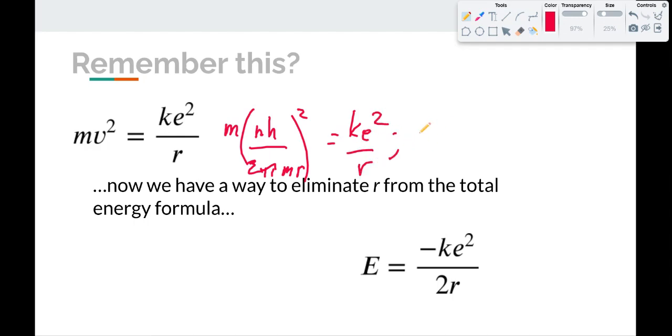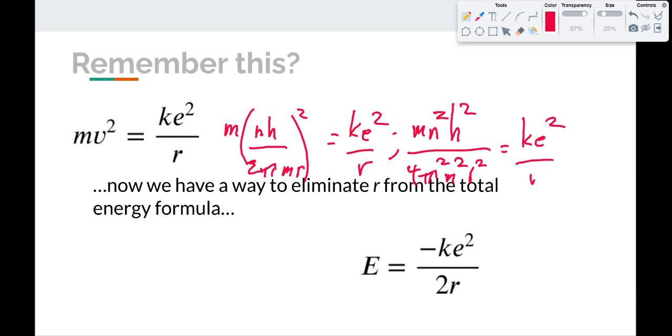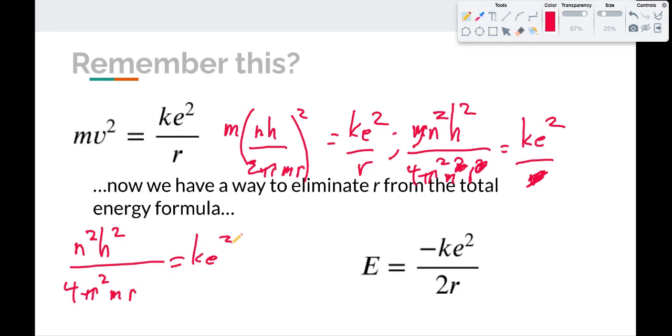So if we square the stuff that's in the bracket, we get m n squared h squared over 4 pi squared m squared r squared equals ke squared over r. We can cancel an m here. We can cancel one of the r's. And that gives us this equation that n squared h squared over 4 times pi squared times m times r is equal to ke squared. And then we can solve this for r.